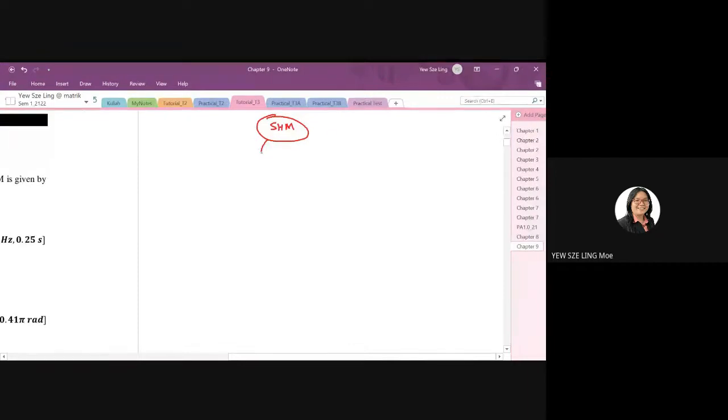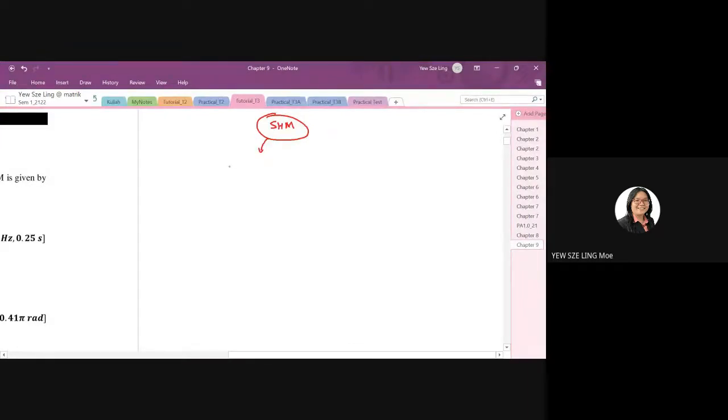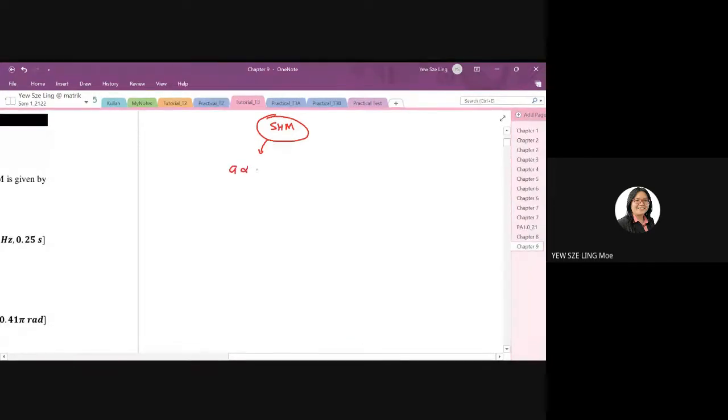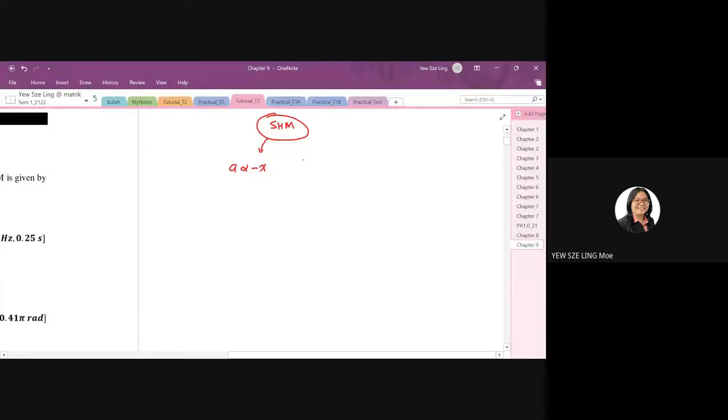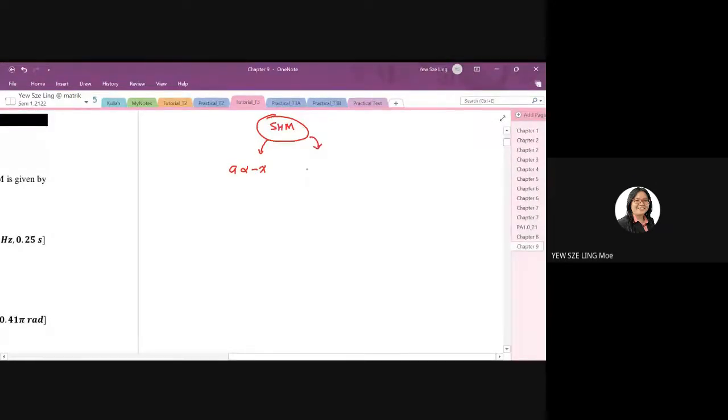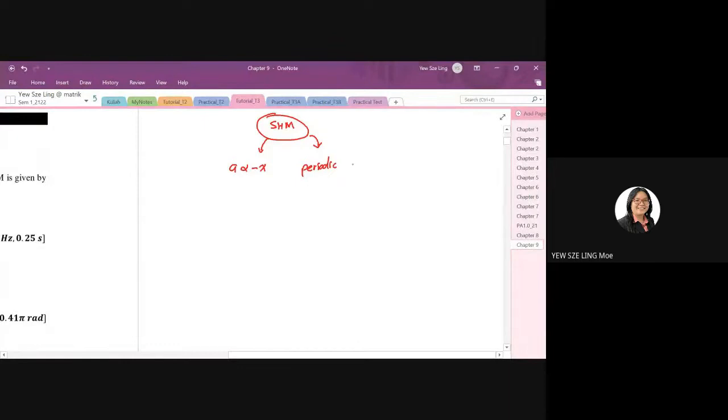First of all, we are going to check the relationship between a and x. If a is directly proportional to negative x, then it is most likely a simple harmonic motion. The object is moving with simple harmonic motion. Another thing we can say about simple harmonic motion is that it is a periodic motion. So what does it mean by periodic motion? Well, the object keeps moving back and forth, right? It keeps oscillating, from a positive amplitude to a negative amplitude, and then goes back to positive amplitude, back to negative amplitude, and it keeps going on. So that is what we call periodic motion.